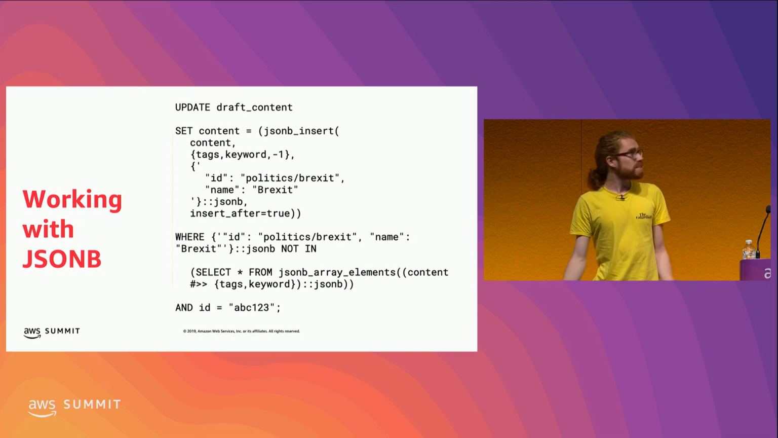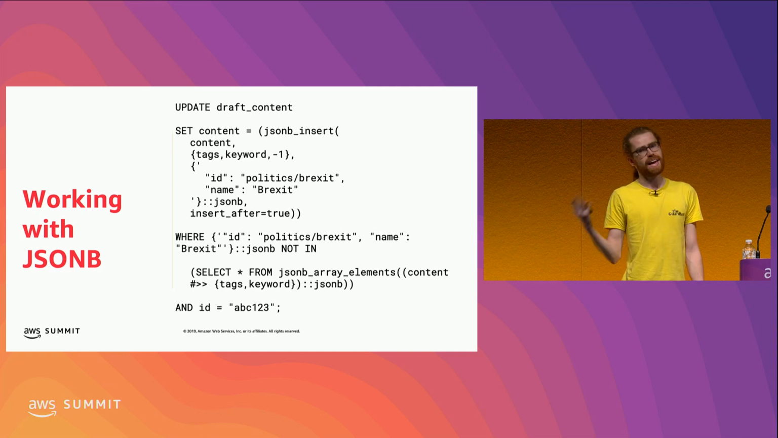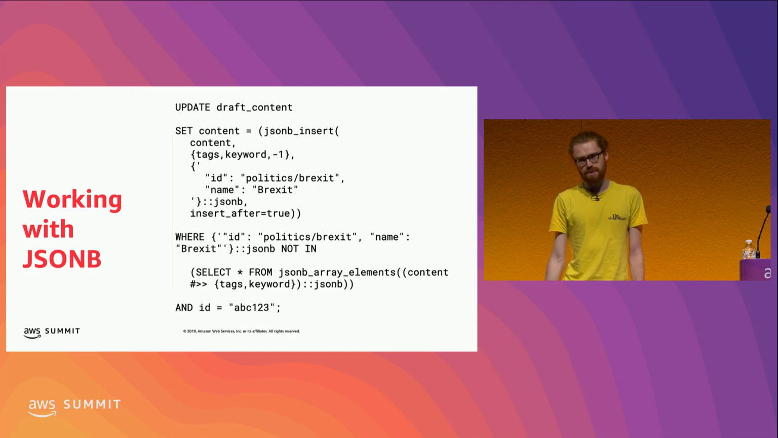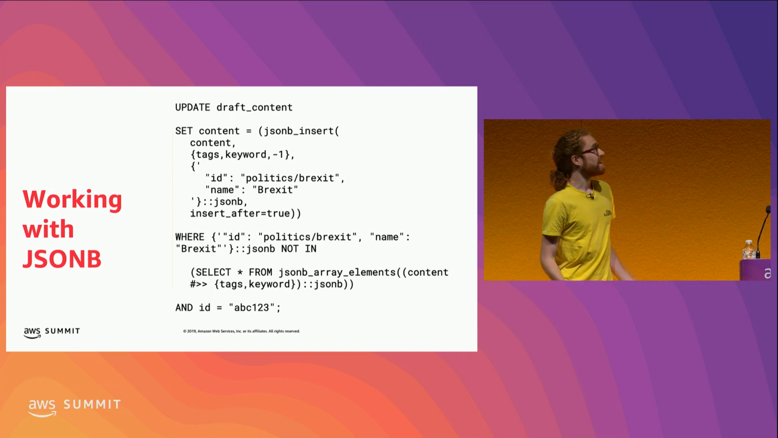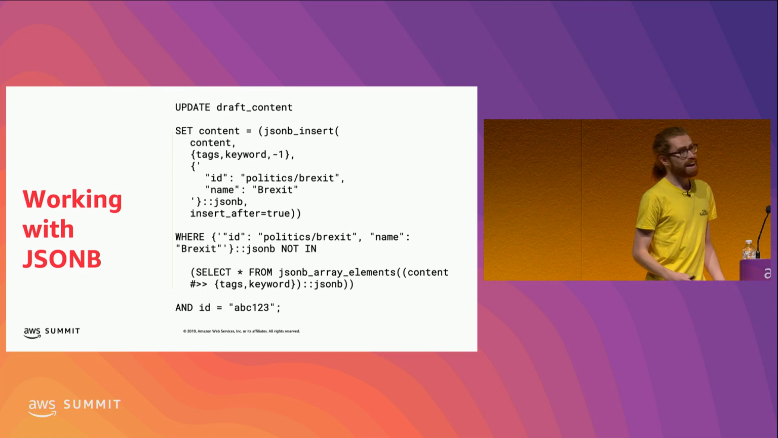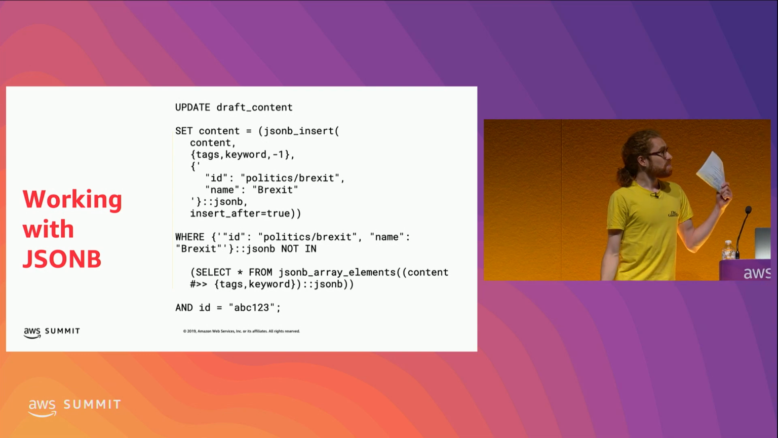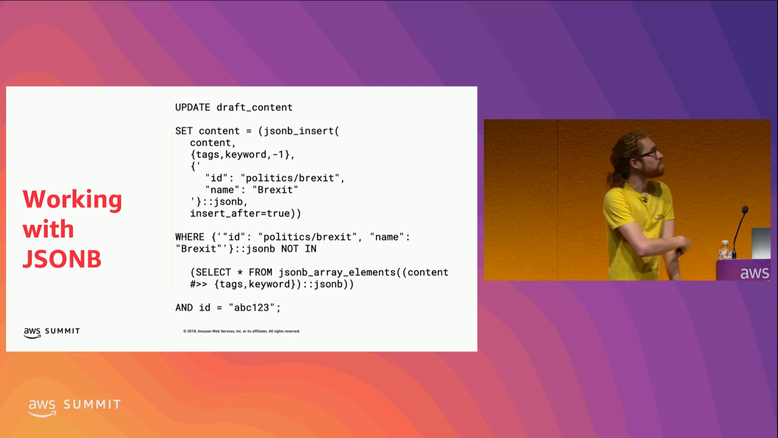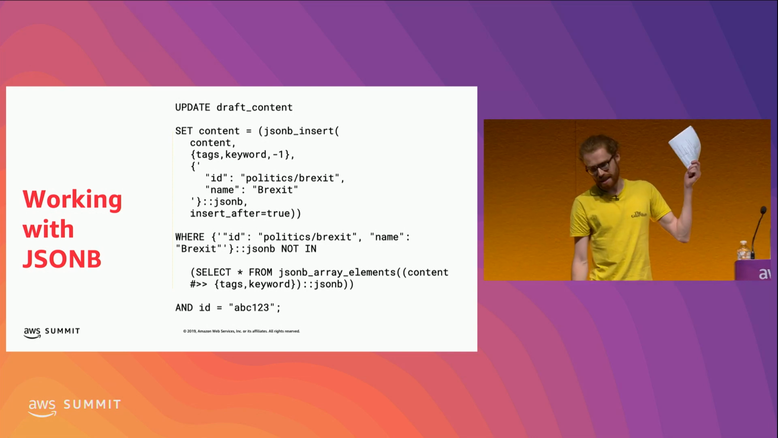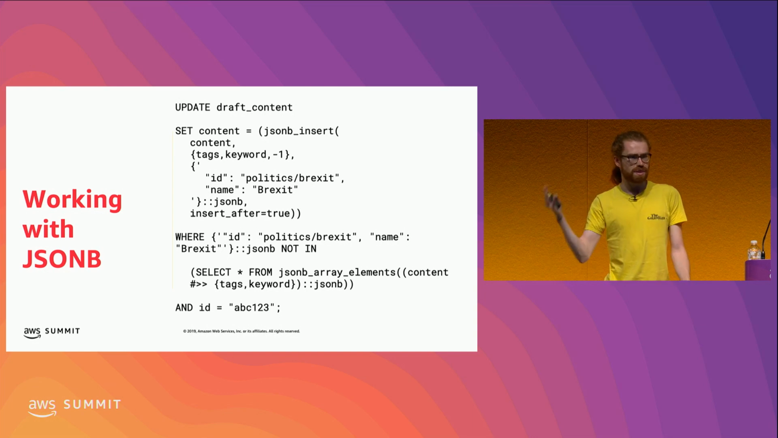But it wasn't straightforward. Some of the queries we were able to do in MongoDB were a bit of a pain to migrate once we were using a JSON-B column for all of our data. So this is my attempt at rewriting the add to set operation, which we had available in Mongo. When I rewrote it into Postgres on this JSON-B column, it got a lot more complicated. At the top there, you've got the set content equals, and then doing the insert.